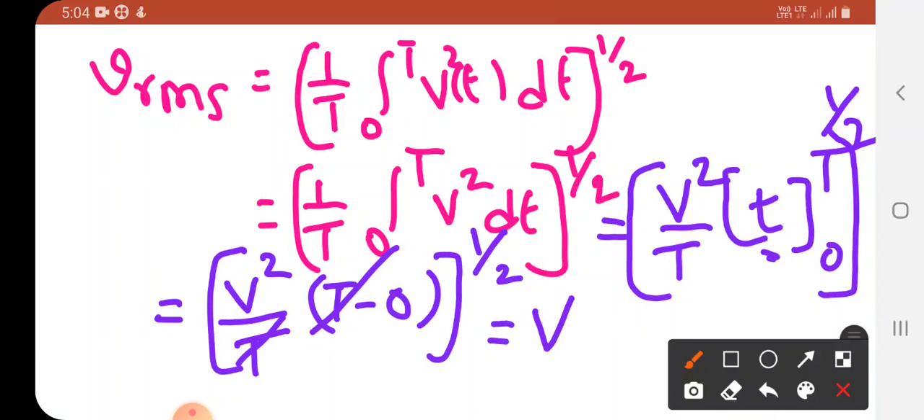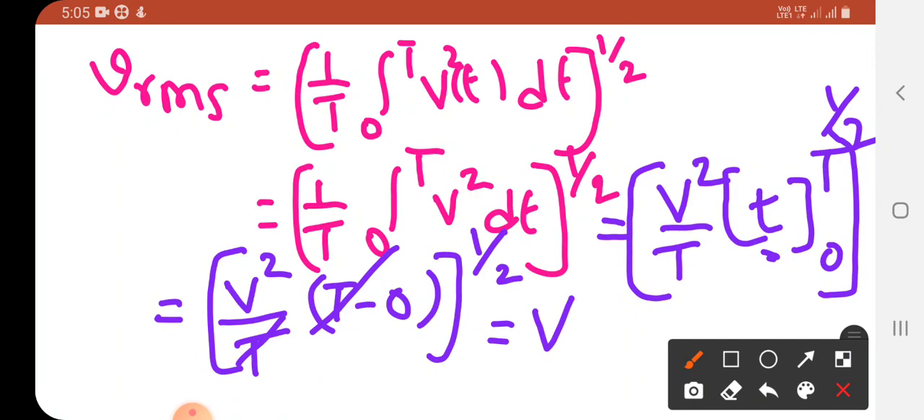That means you may get the question: prove that the average and RMS values for a DC voltage are the same. So you need to do all these things.